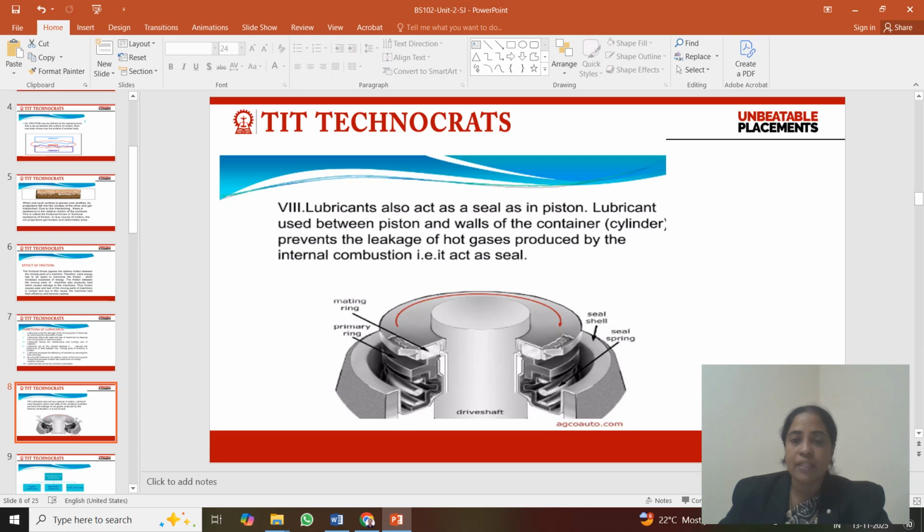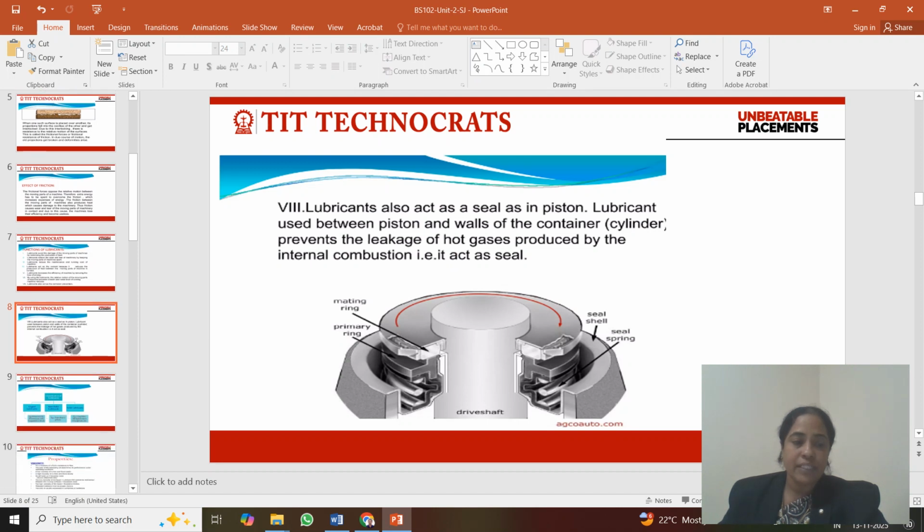a seal in between the piston part. Lubricant used between the piston and the wall of the cylinder prevents the leakage of hot gases produced by the internal combustion. That means it acts as a seal. As I mentioned here, a very important function of lubricant is to act as a seal to control the emission of hot gases or harmful gases to the environment. So this is the best diagram showing the effect.